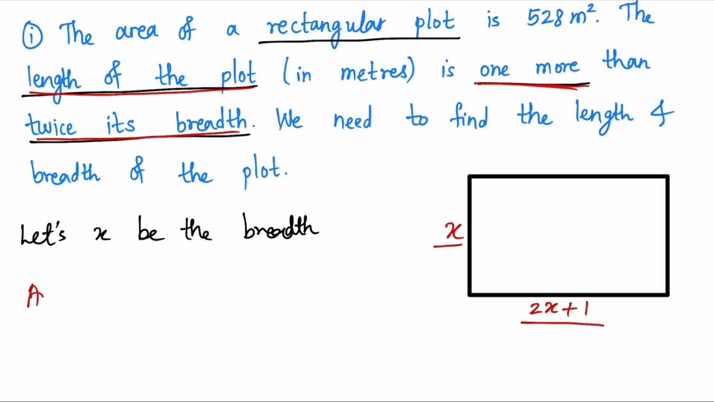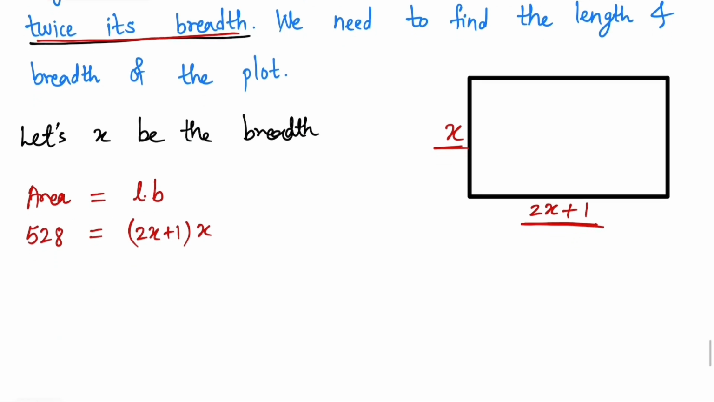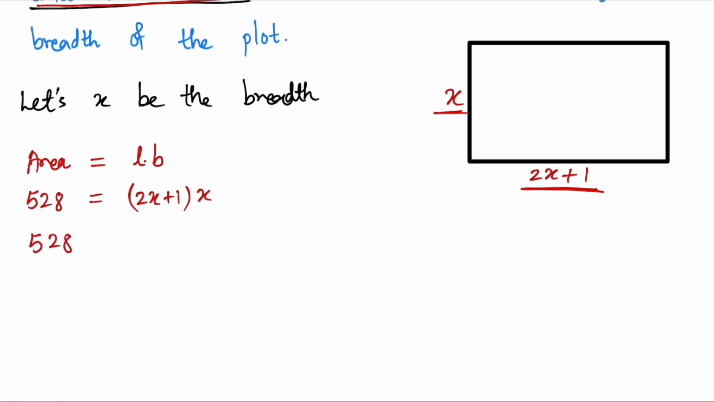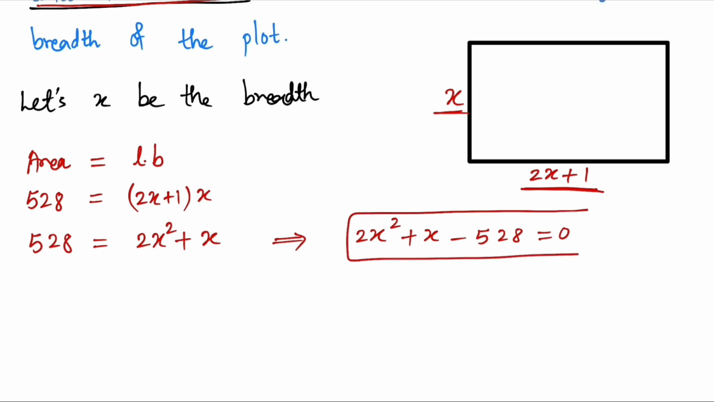That means the area of this rectangular plot is equal to length into breadth, right. So now here the area is 528 meters square, which is equal to length, 2x plus 1, times the breadth, which is x. So this gives us 528 is equal to, just simplify this, 2x square plus x. And so we have 2x square plus x minus 528 is equal to 0. So this is the quadratic equation.